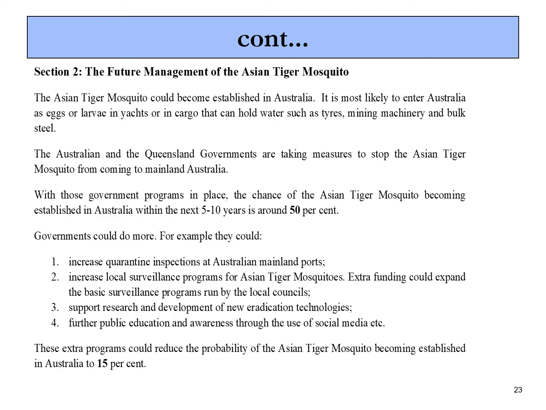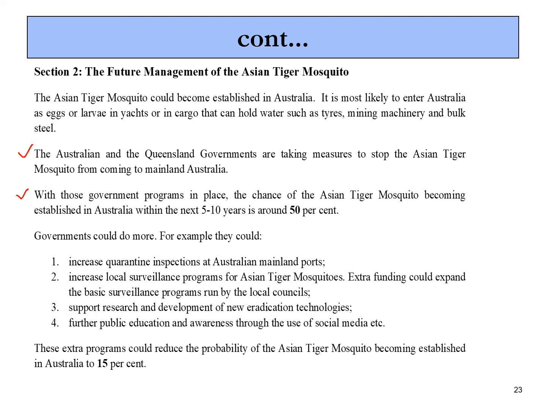You should also tell them the current conditions with regard to the Asian tiger mosquito. In this case, the Australian governments are taking measures to stop the Asian tiger mosquito from coming to mainland Australia. So we can say that with those government programs in place, the chance of the Asian tiger mosquito becoming established in Australia within the next 5 to 10 years is around 50%.